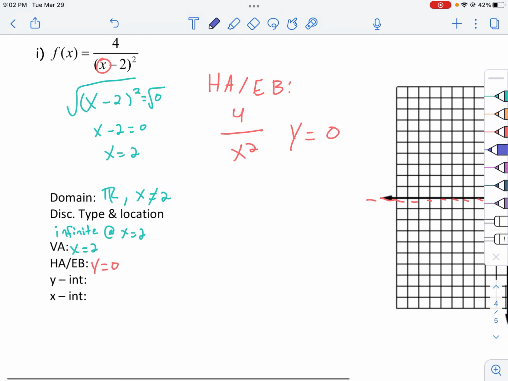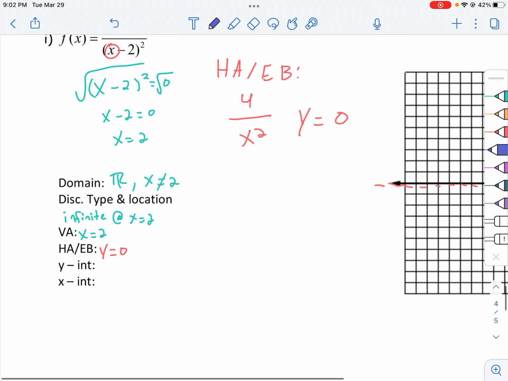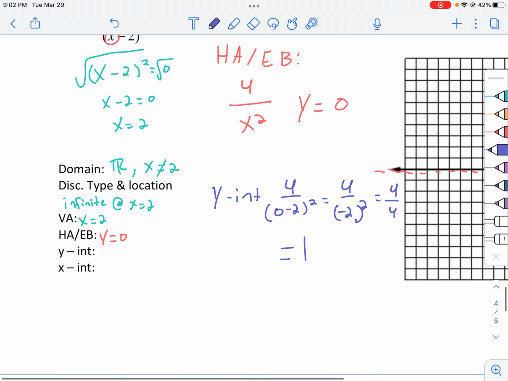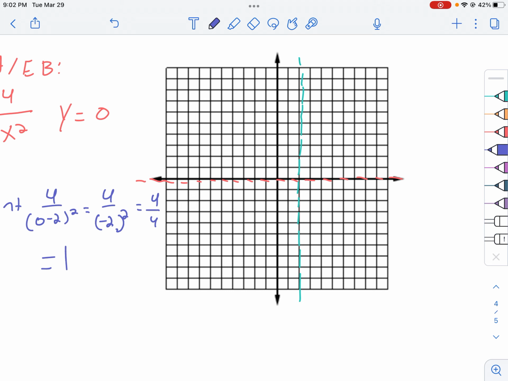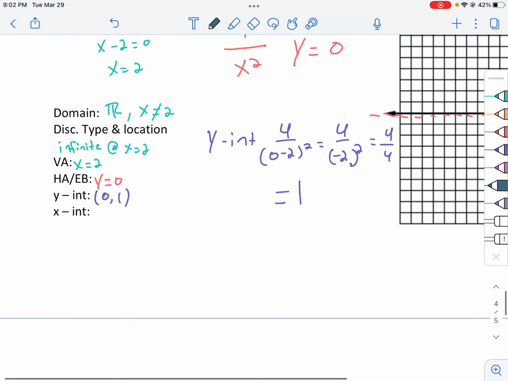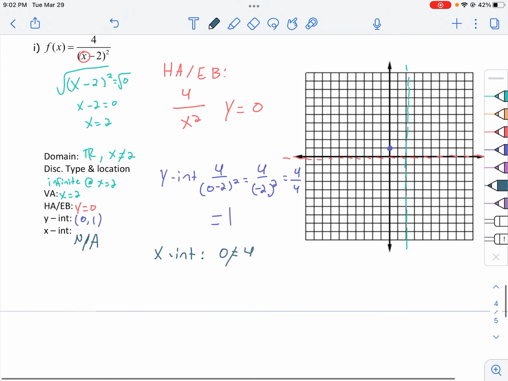Now we need to find y-intercept. So y-intercept, we plug in 0 for x. So this is 4 divided by 0 minus 2 squared, which gives us 4 over -2 squared, which gives us 4 over 4, which is just 1. So when you plugged in 0, we got out 1. We can graph that point, 0, 1. X-intercept, we set the top equal to 0. So 0 equals 4, which doesn't happen. So there is no x-intercept here.